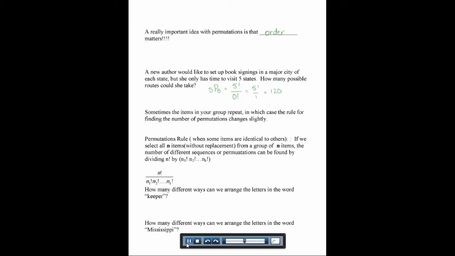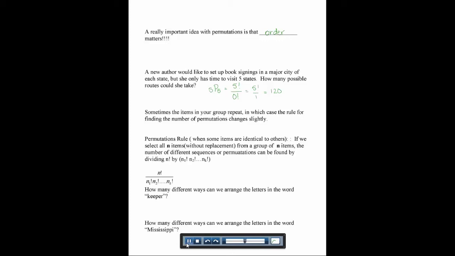Now, sometimes different things repeat, and we have to use a different rule. So if we have n total items, and then we have different ones that are repeating, we take n factorial divided by a factorial of how many times something is repeating, each time there's something repeating.